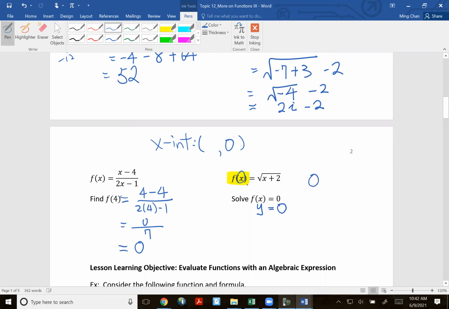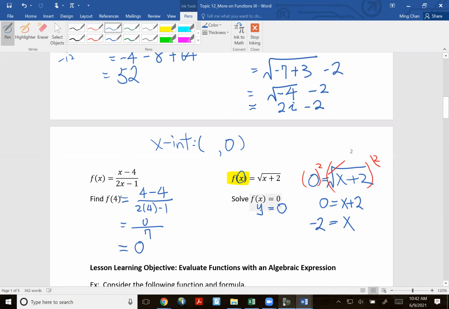So now the equation is 0 equals square root of x plus 2, and we need to solve for x. Since I only have two terms, I can square both sides, because square and square root cancel out. That leaves me with x plus 2 equal to 0. Since 2 is positive, I'm going to move it over, so x equals negative 2.